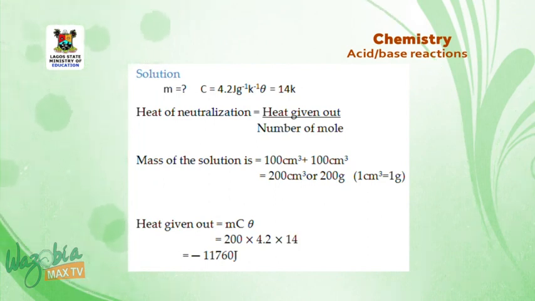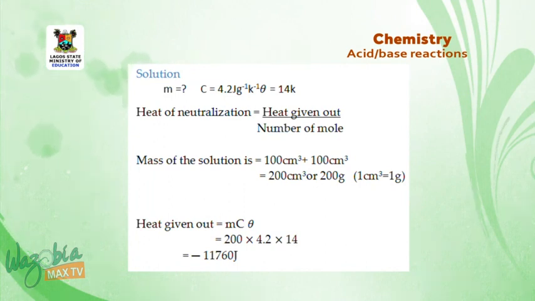For us to calculate heat given out, we must look for the mass of the solution. From the question, we were given 100 cm³ of HCl and 100 cm³ of NaOH. Adding this together, we get 200 cm³ or 200 gram. It is important to note that 1 cm³ is equal to 1 gram. Therefore, 200 cm³ will be equal to 200 gram.